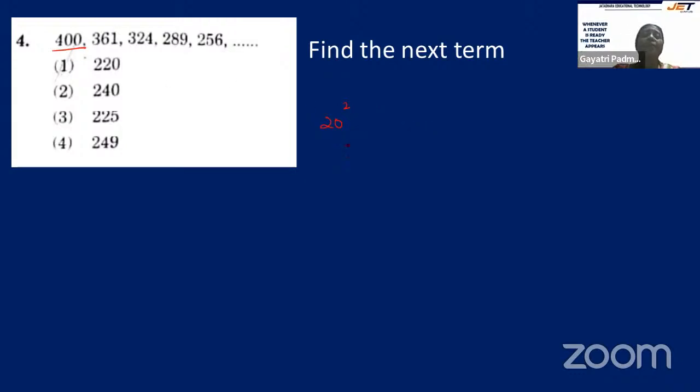So, let's try in the reverse order. What's 19 square? 19 into 19 is 361, isn't it? Right. So, the second term works. And what is the third term? 18 square. What is 18 square? So it is 324. So this also works.